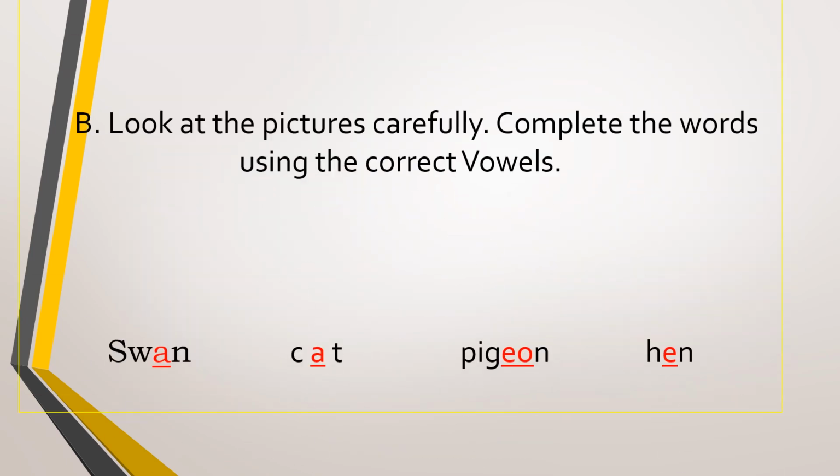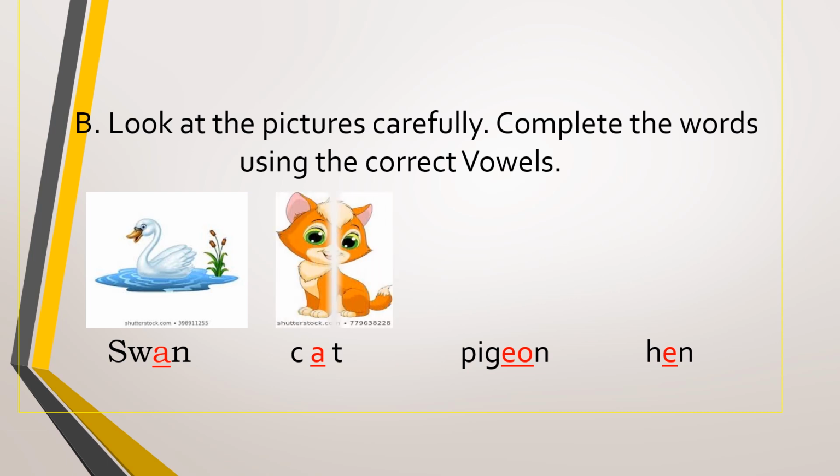Look at the pictures carefully. Complete the words using the correct vowels. What is the first picture we have? Swan. So only S, W, dash, and they have given. What do we need to write in the missing letter? We need to write a vowel. Some vowels are missing. So which vowel is missing here? A is missing. The spelling of swan is S-W-A-N. Cat, C-A-T. Vowel A was missing.